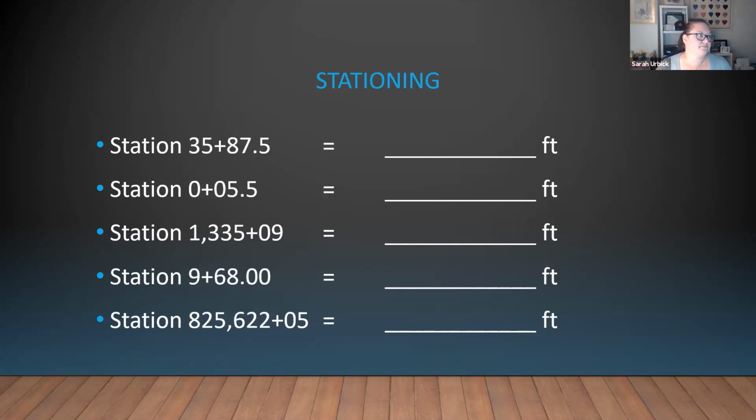All right. Little harder now. So based on that first one, station 35 plus 87.5. That's it. 3,587 feet and a half, 6 inches. Okay. If we say we're at station plus 5.5, we know we're 5.5 feet beyond that benchmark point, right? That's what gives us that definition.